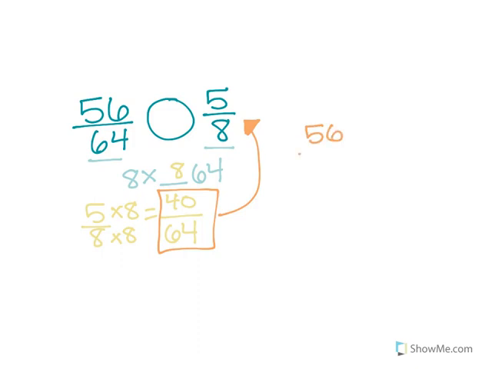So now I have 56/64, and I'm comparing it to 40/64. I look at my numerator. The 56 is bigger than the 40, so 56/64 is greater than 40/64.